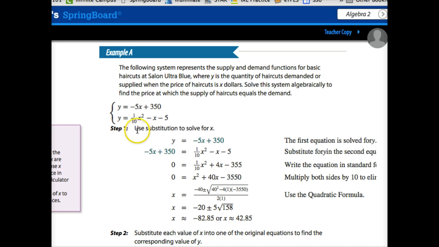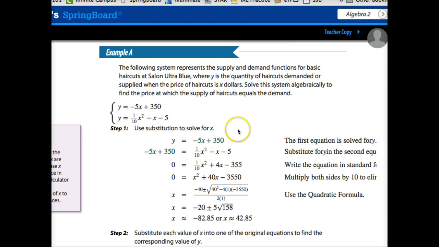Step 1 says use substitution to solve for x. Because this is y and this down here is equal to y, they're putting the 1/10 x squared minus x minus 5 in place of y in the first equation. So it's saying substitute for y in the second equation there. I would like you to write out to the side here, because usually that's not how we describe this process. We'll use this same process for all kinds of functions later this year, and for the rest of your math career, like cubic and quartic equations.